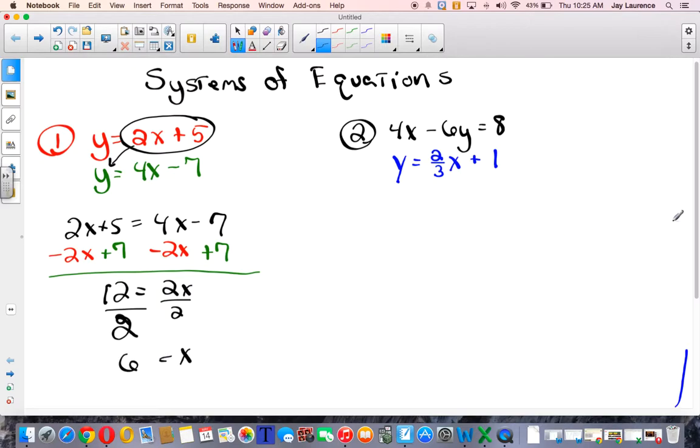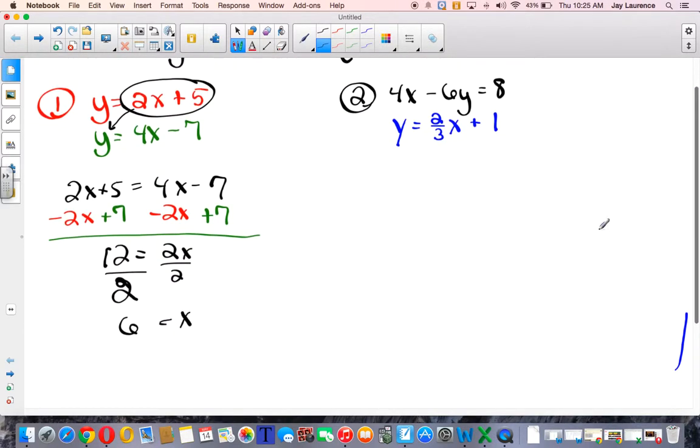Now I'm not done because now I have to solve for y. Now it shouldn't matter which equation I use, but I'm going to put 6 in for x. So 6 times 2 is 12, plus 5 is 17. So y is 17. So these two lines will cross at the point 6, 17. If I want to check it, I could go 6 times 4 is 24, minus 7, and I will get 17.